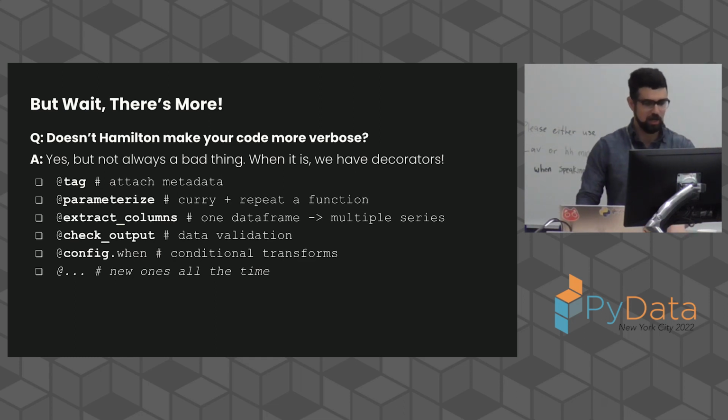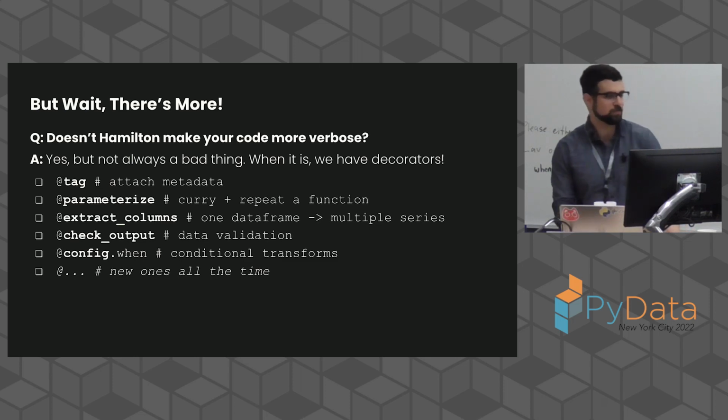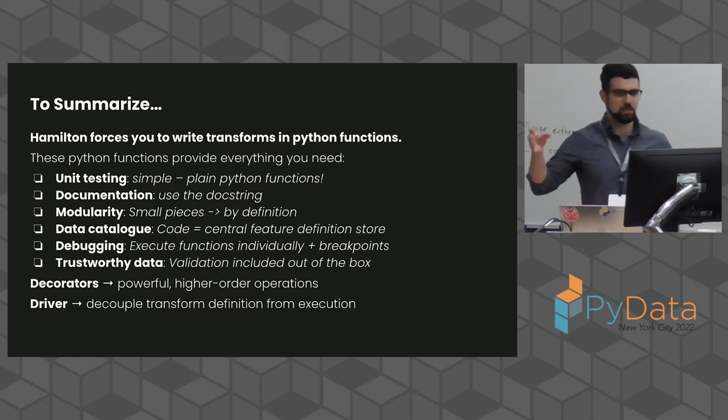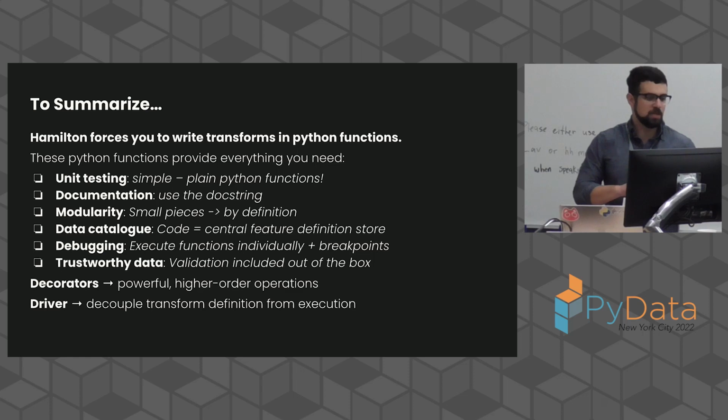And we're adding decorators all the time. I'm happy to talk more about them. This is my favorite feature of the library. So to summarize, Hamilton forces you to write transforms and Python functions in a certain paradigm. And these Python functions provide everything you need. Unit testing is simple. You've got plain old Python functions, you can easily unit test them. We haven't yet, but you can easily generate unit testing stubs to get you started. Documentation, use the docstring. Easy enough.